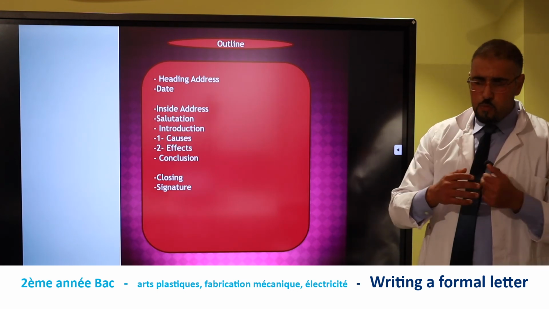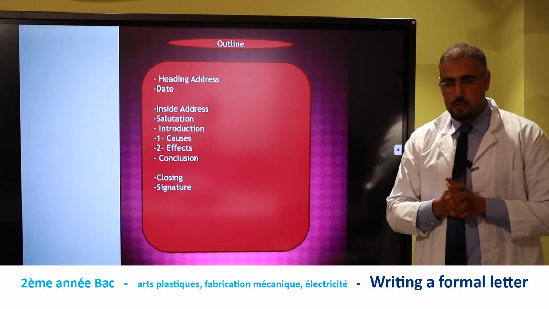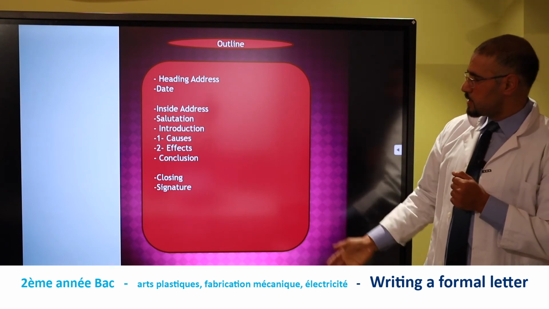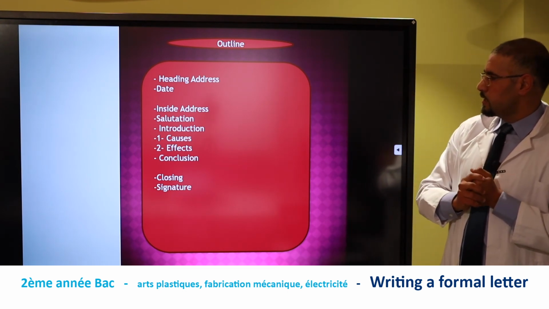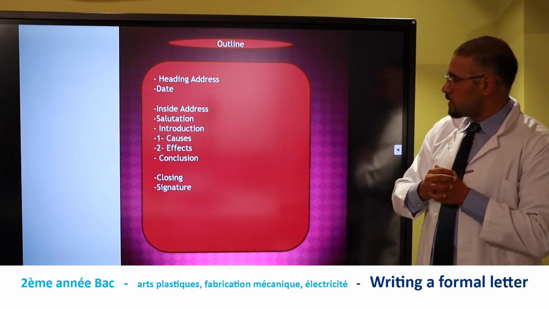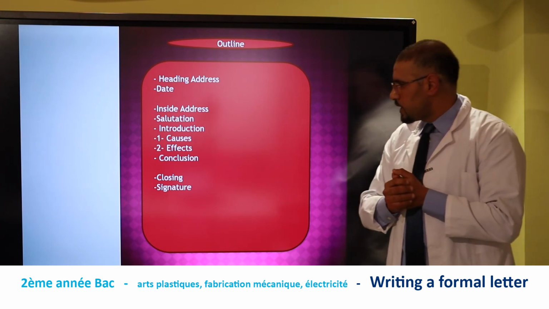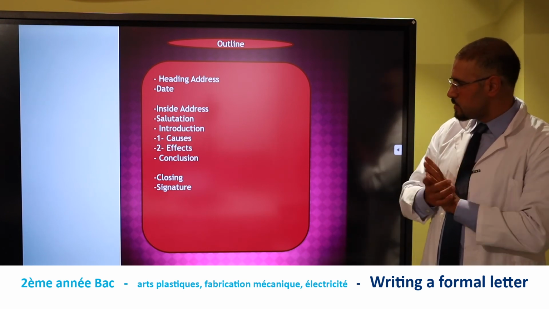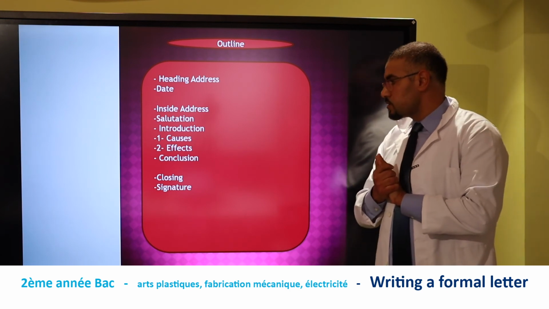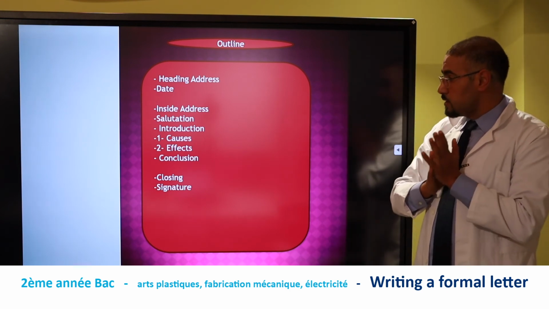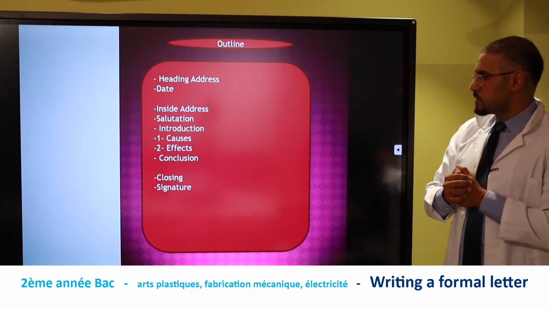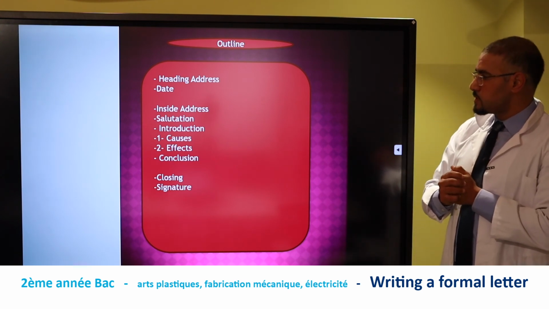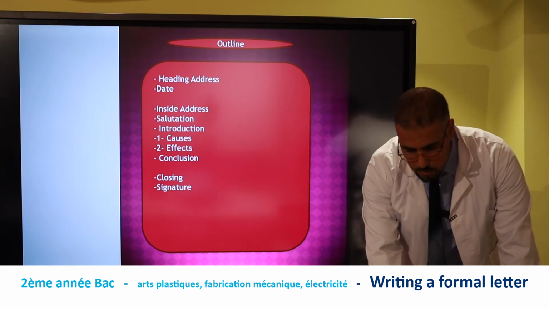Now, let's work on this and write a letter. I recapitulate again. What we need are these six elements: heading address, date, inside address, salutation, introduction. Here we are talking about the body, so the introduction means introduction and conclusion. In the introduction we put the causes and effects, and then we conclude with a sentence, and then we have the closing and signature. Okay, let's work on this.